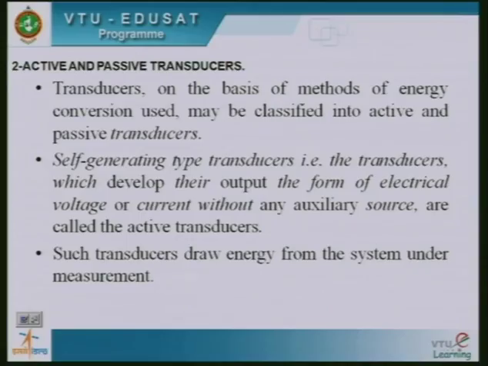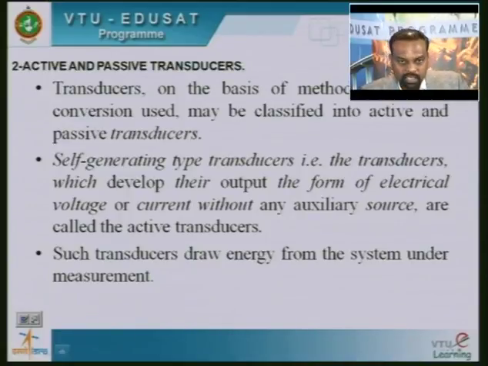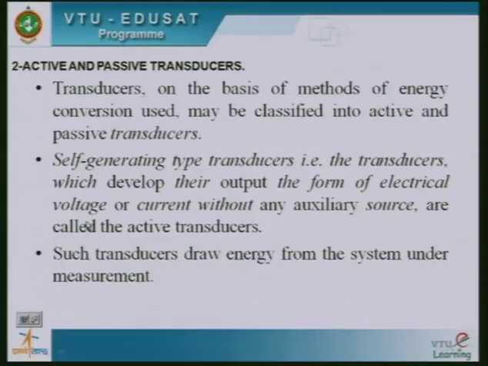We can also classify transducers as active and passive transducers. What are active and passive transducers? This classification is based upon the method of energy conversion. Self-generating type transducers, that is, transducers which develop their output in the form of electrical voltage or current without any auxiliary source, are called active transducers. What I mean here is, suppose you have a transducer there, you apply a pressure, and that pressure is converted to an electrical signal.